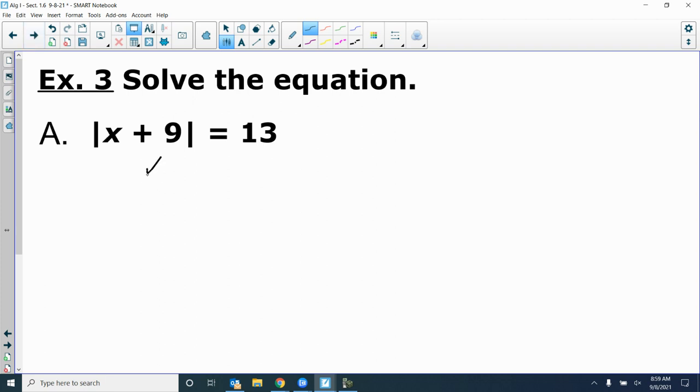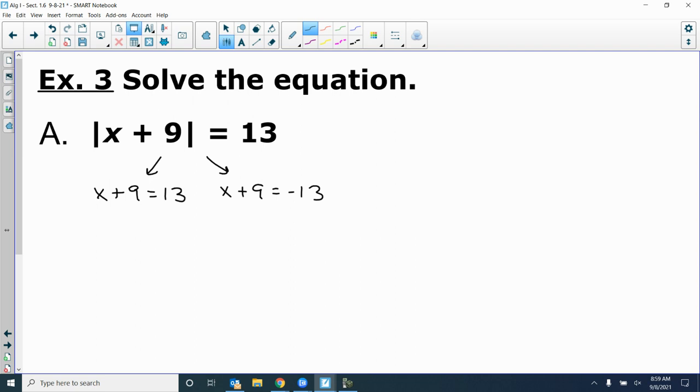The first case is you're going to drop the absolute value bars and you're just going to put x plus 9 equals 13. You're going to do a second case. Draw two arrows. Draw it exactly like I got it on there. And now the second case is this will still be true if whatever's inside the absolute value equals negative 13. That'll still be true.